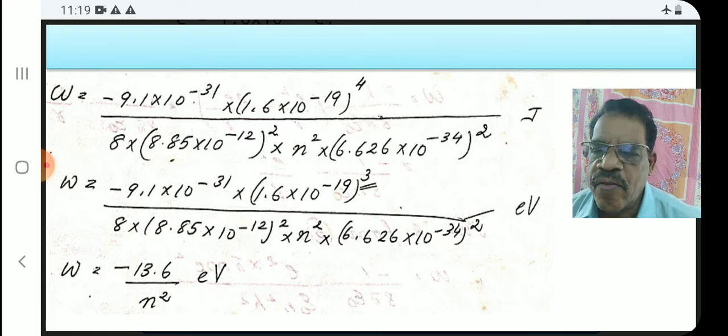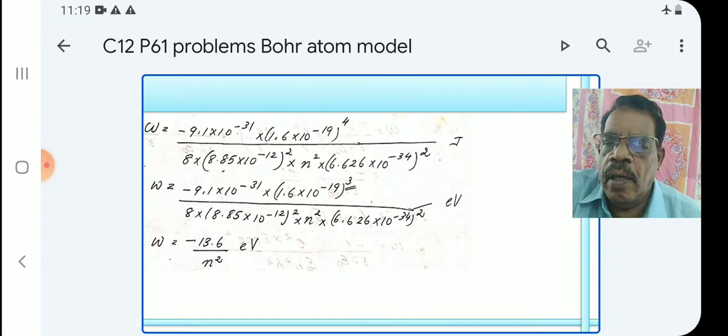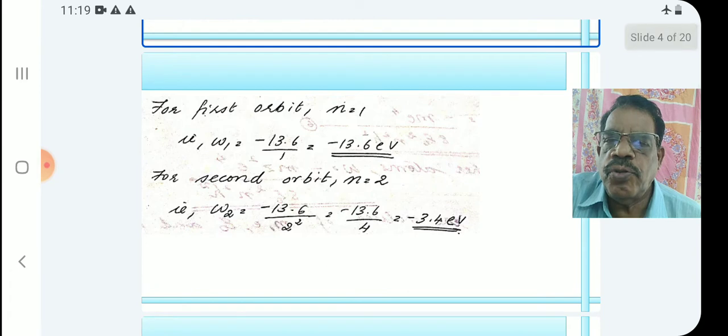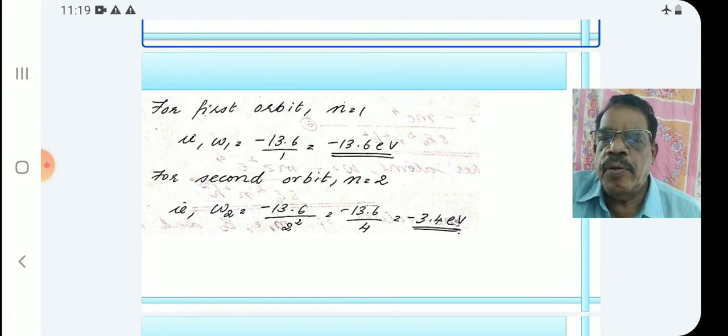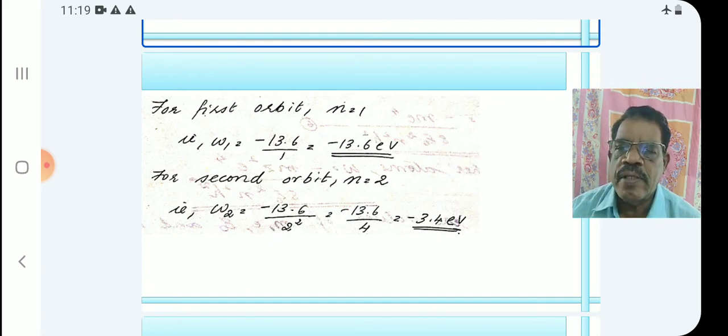If we put n is 1, we get the energy of the first orbit, and if we put n is 2, the second orbit energy, and so on. For the first orbit, n is equal to 1. Therefore, W1 is equal to minus 13.6 by 1, that is minus 13.6 eV. For the second orbit, n is 2. W2 is equal to minus 13.6 by 2 square, minus 13.6 by 4, is equal to minus 3.4 eV. So in the hydrogen atom, for the first orbit, energy is minus 13.6 eV, and for the second orbit, it is minus 3.4 eV.